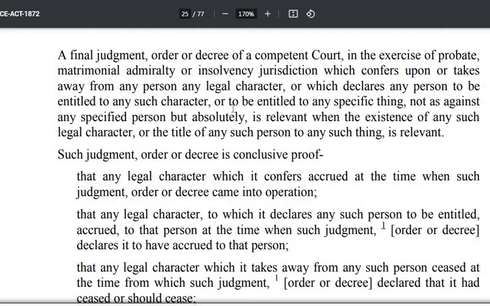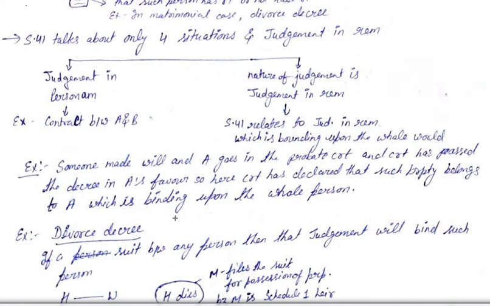Tomorrow if a third person comes and he is having a better title, then the court will pronounce a decree in whose favor? That third person. So it is judgment in personam. Similarly, suppose there is a contract between me and you and I have done the breach of contract and you get the damages from the court, or if you do the breach then I get the damages from the court. So that is judgment in personam.